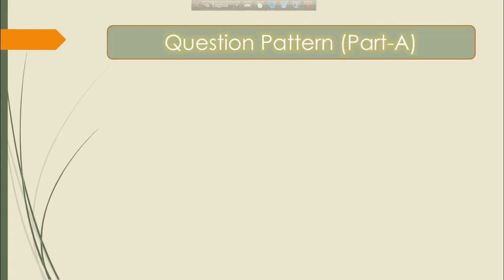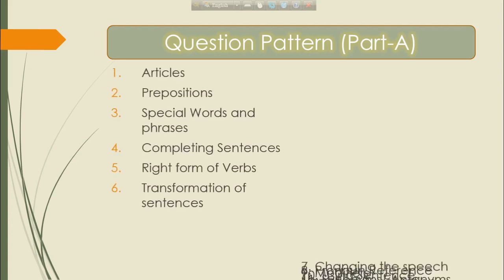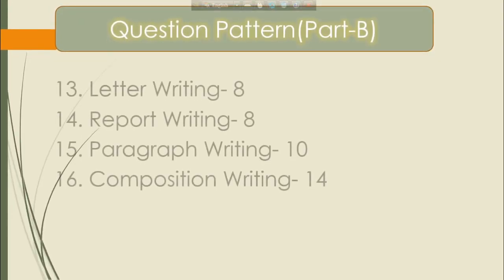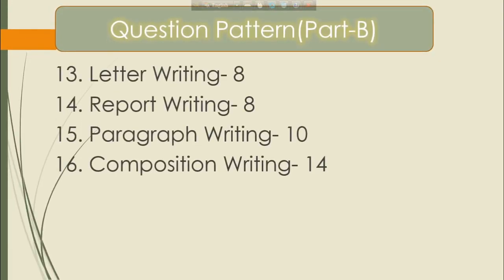Let me clear you a little more. In part A or in grammar part, you have 12 grammatical items. They are articles, prepositions, special words and phrases, completing sentences, right form of verbs, transformation of sentences, changing the speech that is narration, pronoun reference, modifiers, using sentence connectors, synonyms and antonyms, use of punctuation marks. In part B or in writing part, you have 4 items. They are letter writing, report writing, paragraph writing and composition writing.